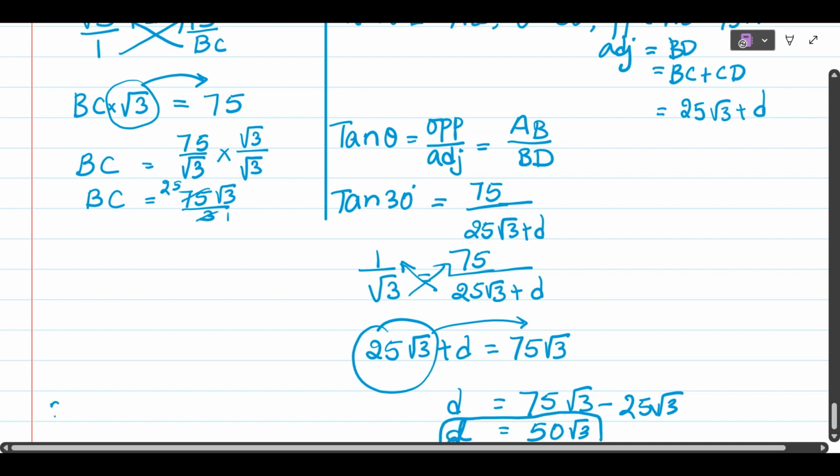Therefore, what you can write at the last? Distance between two ships is equal to 50 root 3 meters. Did you understand, students? So the answer is 50 root 3. Okay.